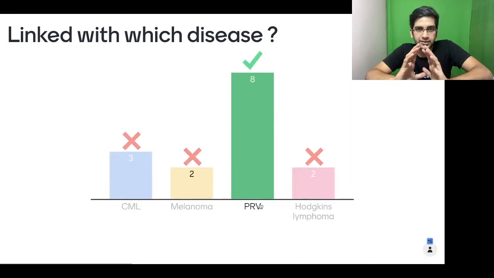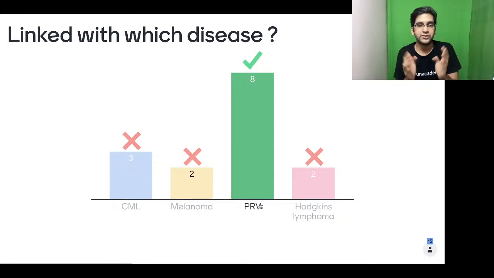Okay, the image given was Janus kinase. We know the JAK receptor. So Janus is the Greek god here, and it has two faces. Similarly, the Janus kinase receptor also has two components which are mirror images of each other. So it was named as Janus kinase, JAK. And JAK2 mutations are seen in PRV, which is polycythemia rubra vera.